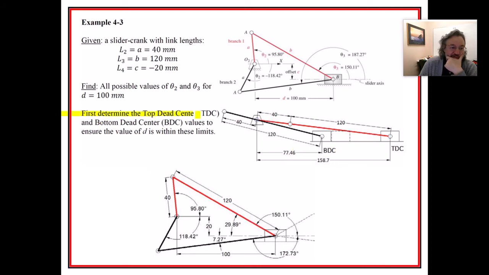I say first determine the top dead center location right here, and the bottom dead center, to ensure that the D is within its limits, right? So right here is the top dead center limit. Now here's the bottom dead center, right? That's as far as the piston can travel upwards, and as far as the piston can travel downwards, right? And I think in class today I'll bring my slider crank here.